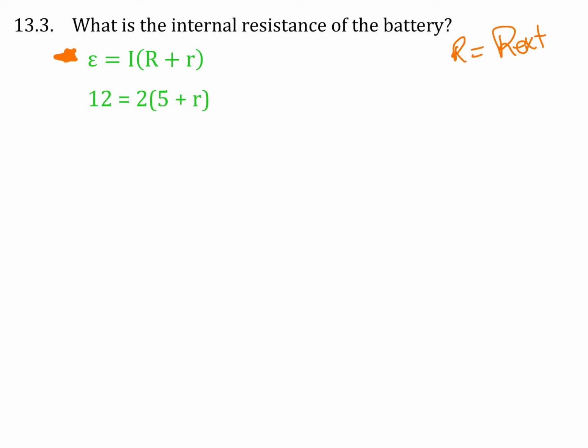12 equals 2 times (5 plus r), because we just worked out the current. 5 was the external resistance; we worked that out just now. Straightforward maths. I divided by 2 on both sides first, you didn't have to. Then I'm going to minus the 5 and I get r equals 1 ohm.